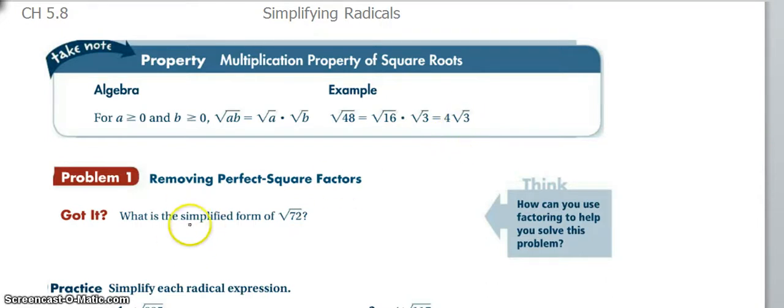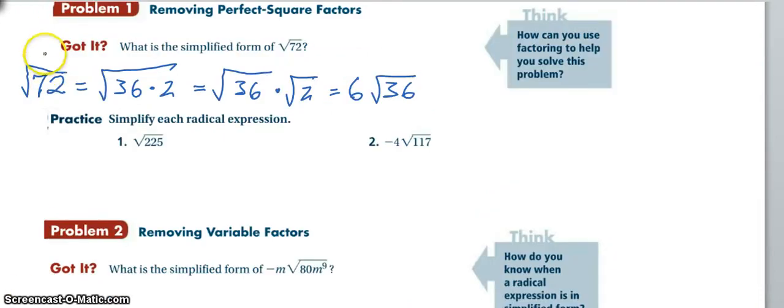So try that method here on the got it for problem 1. What perfect square and what other number would multiply together to give us 72? Pause the video and give that a shot. So when we think about breaking down 72, we can set it up as 36 times 2, which I can split into two separate radicals, and then the square root of 36 is 6, and we have 6 radical 2. So try the same with radical 225 and negative 4 radical 117.